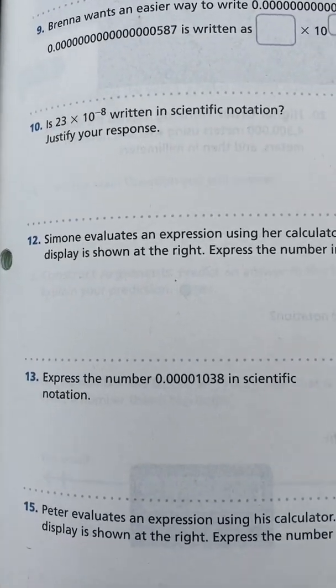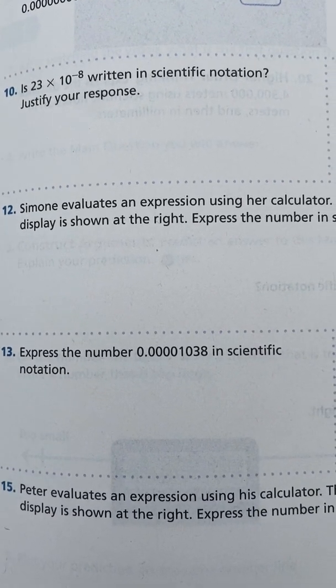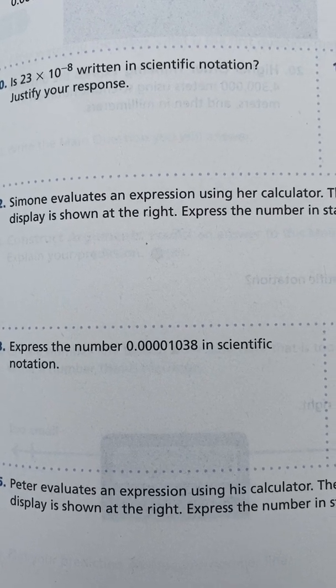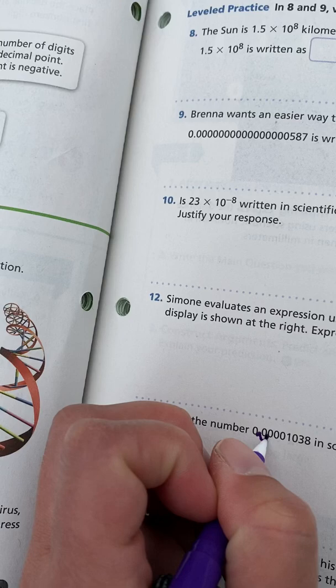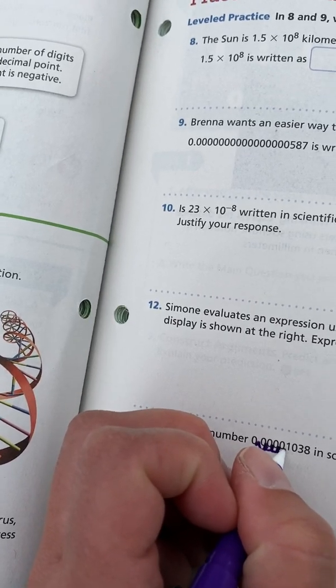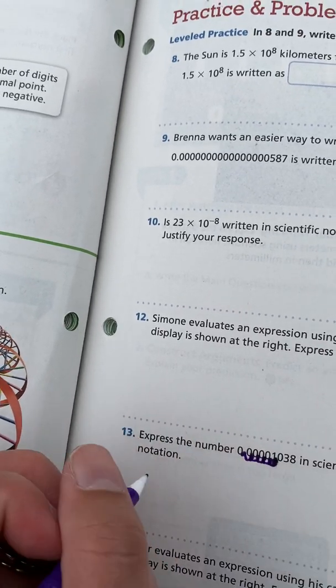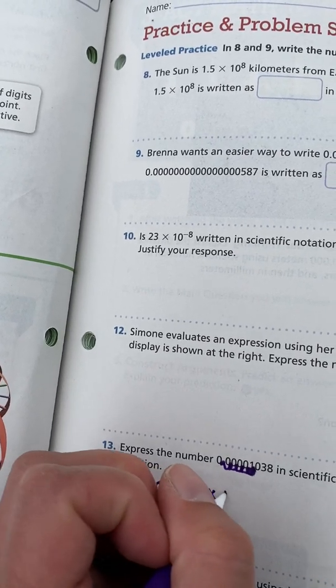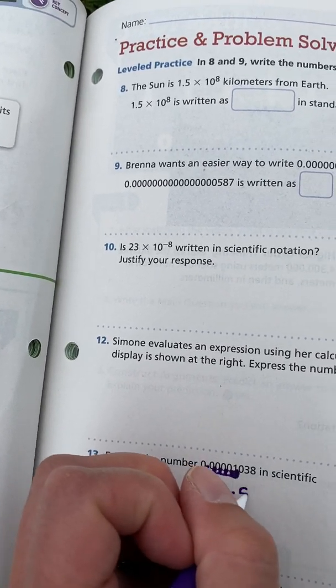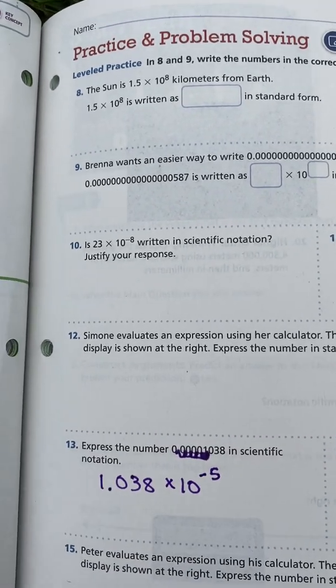All right, let's go to number 13 here. Express the number, and I'm going to read that to you, in scientific notation. So let's figure out how many times we have to move it. 1, 2, 3, 4, 5. So 5 times we had to move it. But again, it was less than 1, so it's not going to be a positive 5. It's going to be a negative 5.